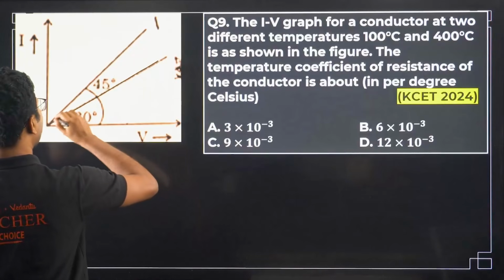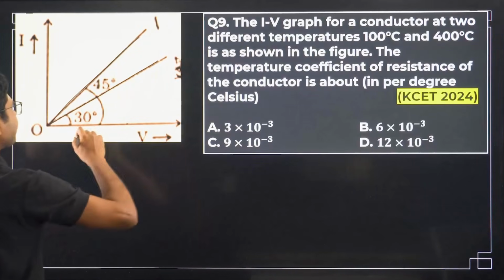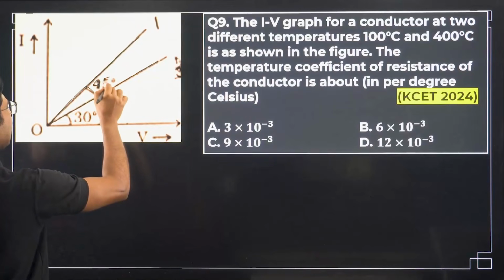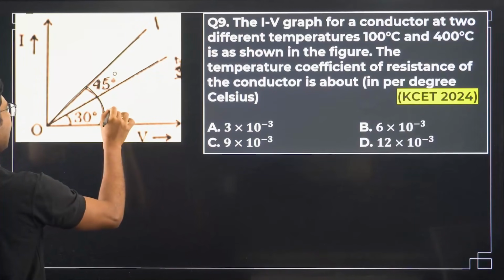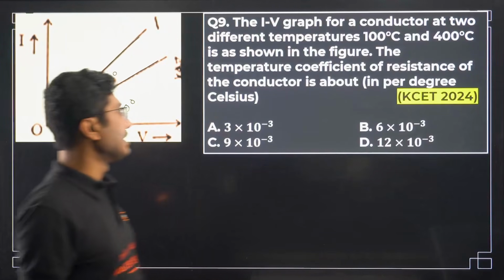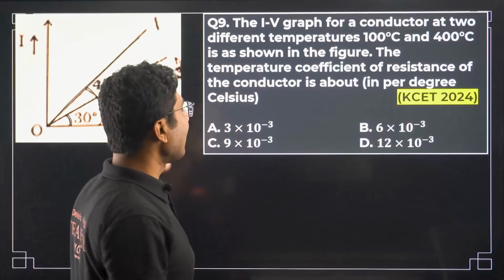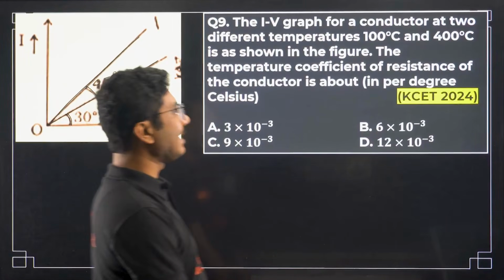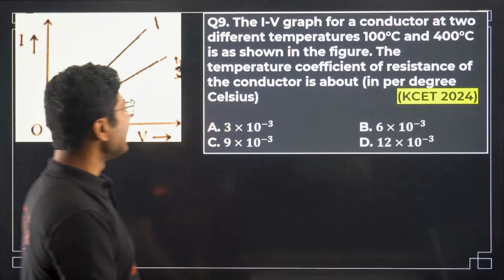Okay, so here we have two graphs. This angle, the bigger angle, is 45 degrees. Hopefully this is visible, and the smaller angle is 30 degrees. The smaller angle is 30 degrees, the bigger angle is 45 degrees. The IV graph for a conductor at two different temperatures, 100 degree and 400 degree, is as shown in the figure.